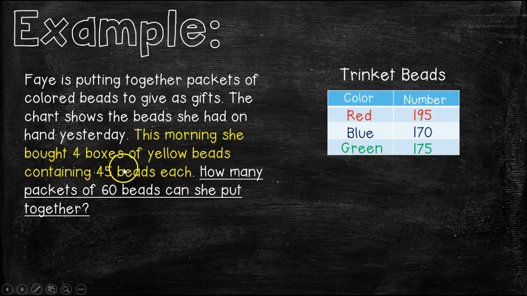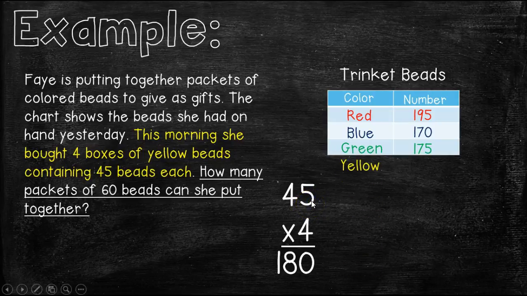But before we can add them, we need to multiply because we need to know how many beads we have that are yellow. Here we just know how many boxes of 45 beads each. So here you need to do 45 times 4, which we know is 180. So we need to add this new information or this hidden information to the table. So we're going to add yellow and we're going to add 180. So are we ready to solve this problem?